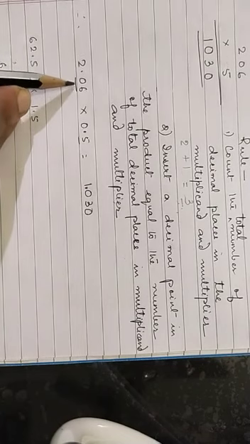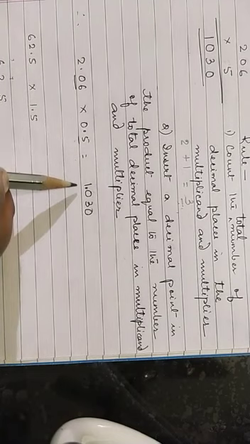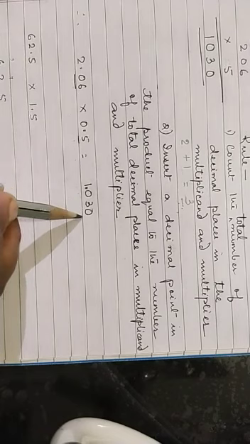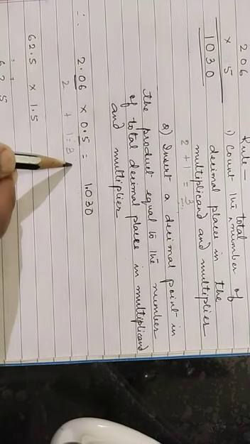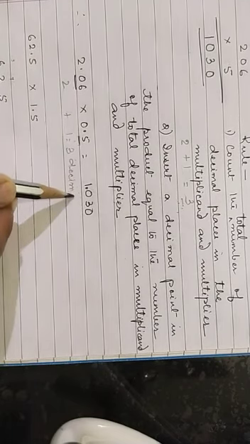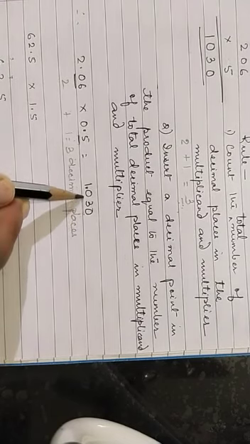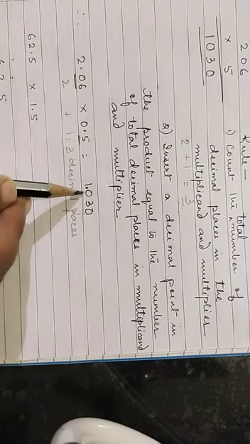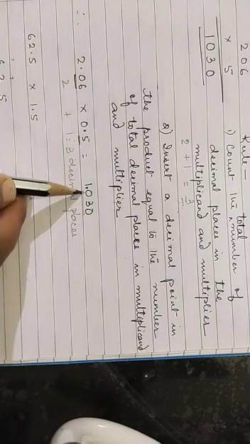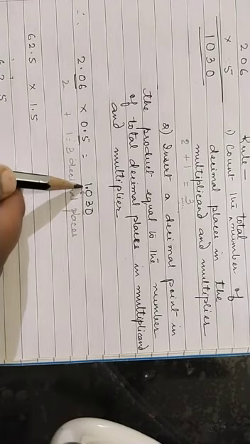So 2.06 into 0.5 is equal to 1.030. 2 decimal places plus 1 decimal place, 2 plus 1 is equal to 3 decimal places, right? Here 3 decimal places. So we are leaving 3 decimal places. Moving towards the left, we give a decimal point, right? Moving towards the left, we give a decimal point.